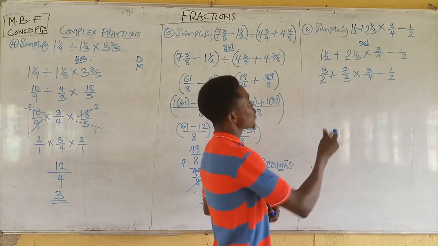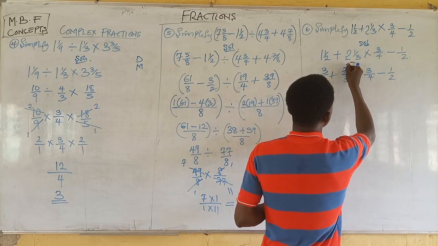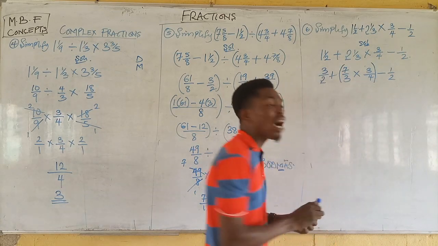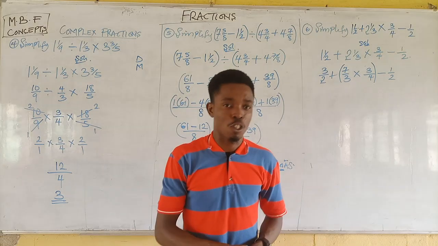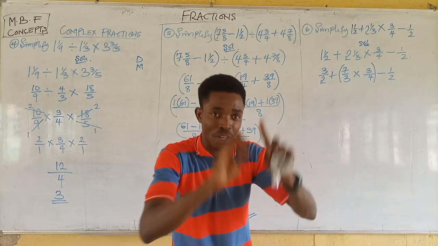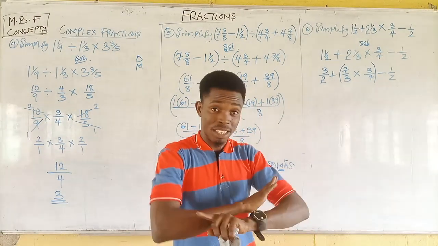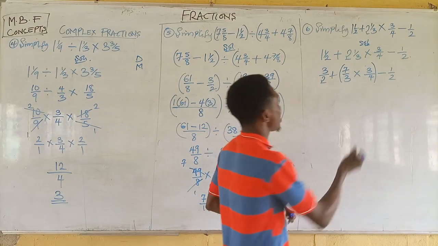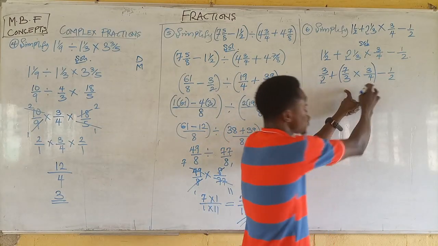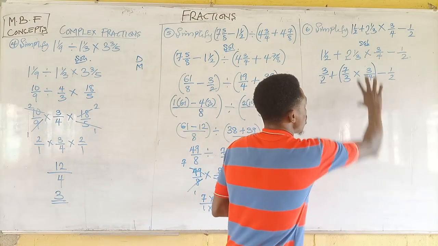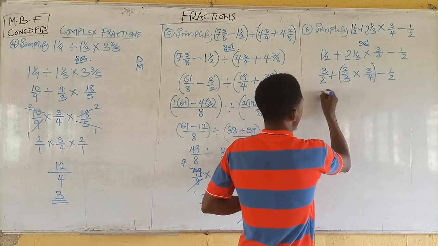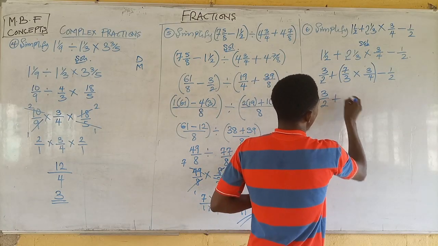Guys, now, so here I have that this fraction and this fraction are the ones connected with multiplication. So I'm going to look out for those two fractions first. It's as simple as that. So at this point, I can just introduce brackets like I did now. I'm going to resolve this first. So I'm going to have 3 over 2 plus now.